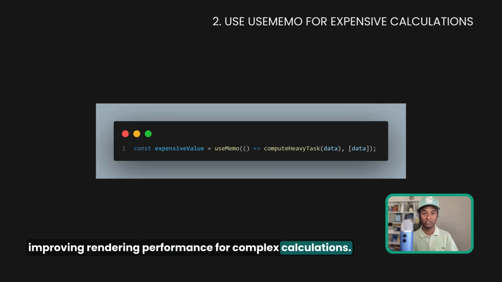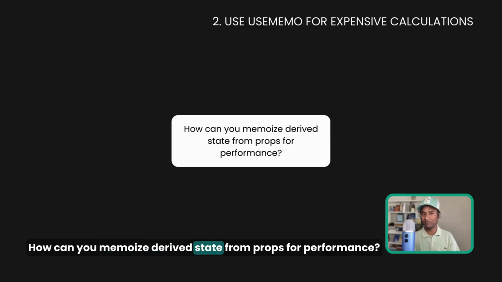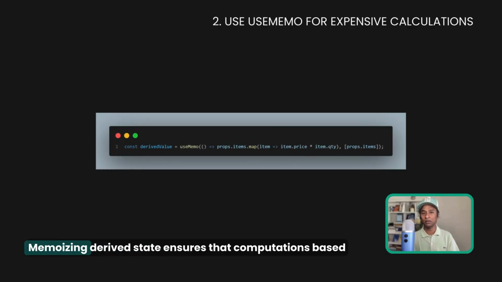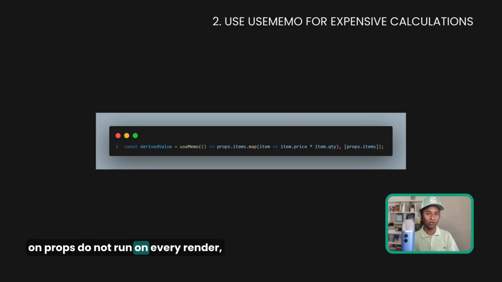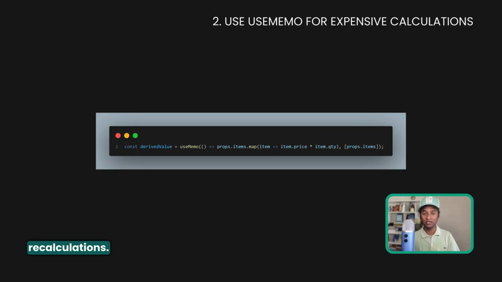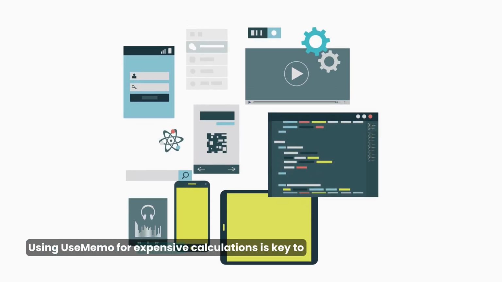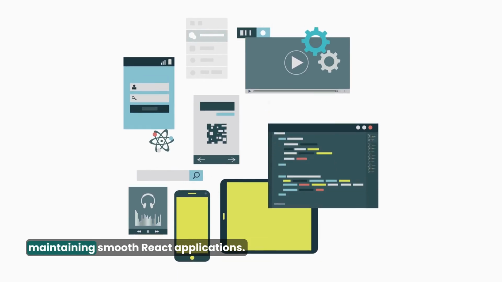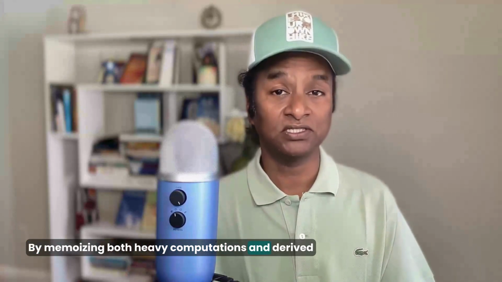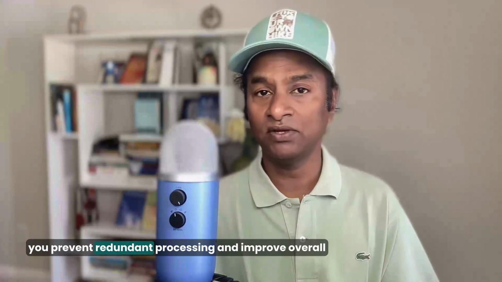for complex calculations. How can you memoize derived state from props for performance? Answer: memoized value. Example: memoizing derived state ensures that computations based on props do not run on every render, keeping the component efficient and reducing unnecessary recalculations. Using useMemo for expensive calculations is key to maintaining smooth React applications. By memoizing both heavy computations and derived state, you prevent redundant processing and improve overall performance.